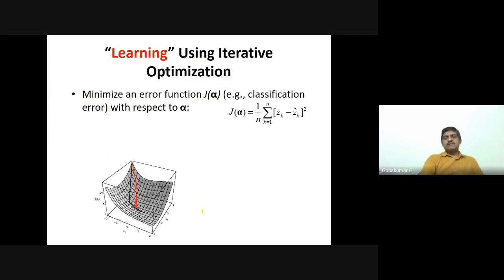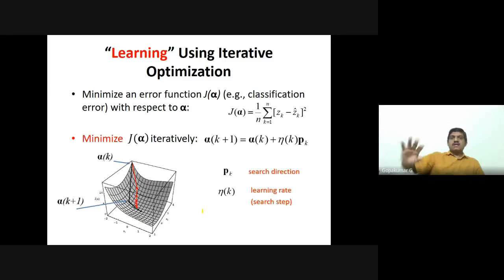Now we will see how we can learn the W vector. There are many strategies, but one of the easiest, basic strategies is iterative optimization, because we have to optimize the weight vector. Which weight vector will give you the lowest error? So it's a minimization of an error function, J of alpha. In the previous slides we have seen J of W; here it is J of alpha, the classification with respect to W. It is the same equation that we have seen, and now we are going to minimize this J alpha iteratively.